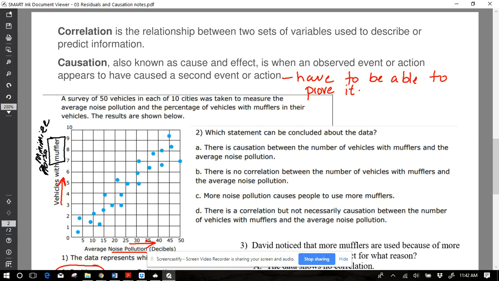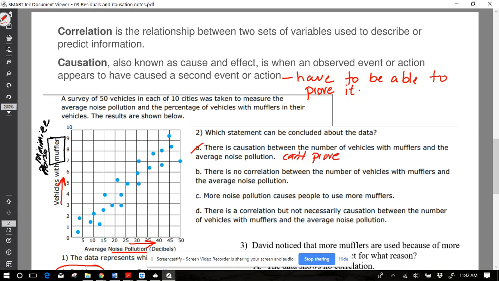So when it comes to noise pollution and more people having mufflers, that is not something that we can prove easily, because it doesn't necessarily have to do with noise pollution as to why they're getting the muffler. Okay, so we have to eliminate A because we can't prove it, not based on the data that we're looking at.